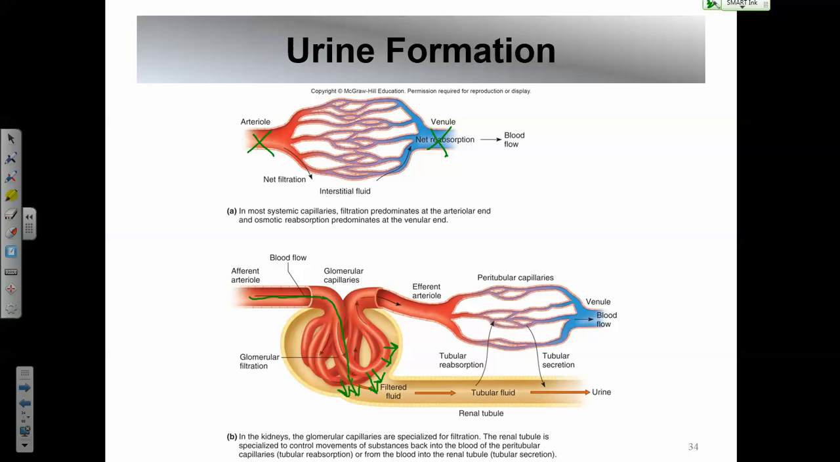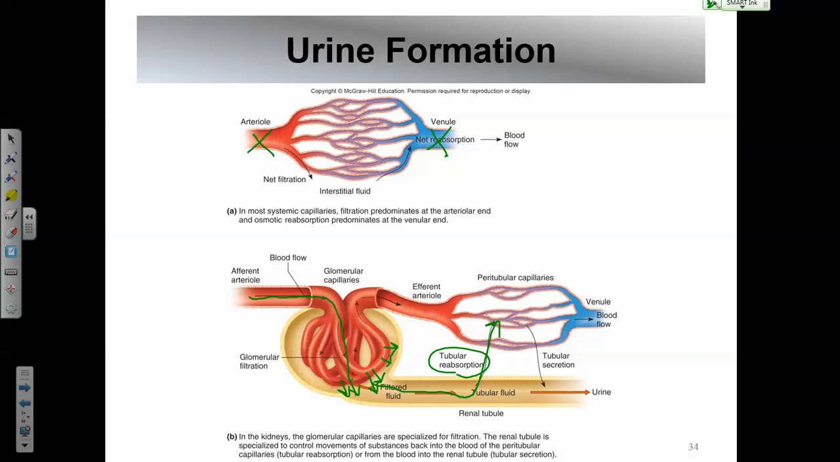And the composition of this filtrate initially is pretty much the same as blood plasma except for the protein content. So it still has in it a lot of things you still need, like a lot of water, maybe some sodium, a lot of glucose. As it moves through the tubules, the things that you still need are reabsorbed into the peritubular capillaries. That's step 2, tubular reabsorption.